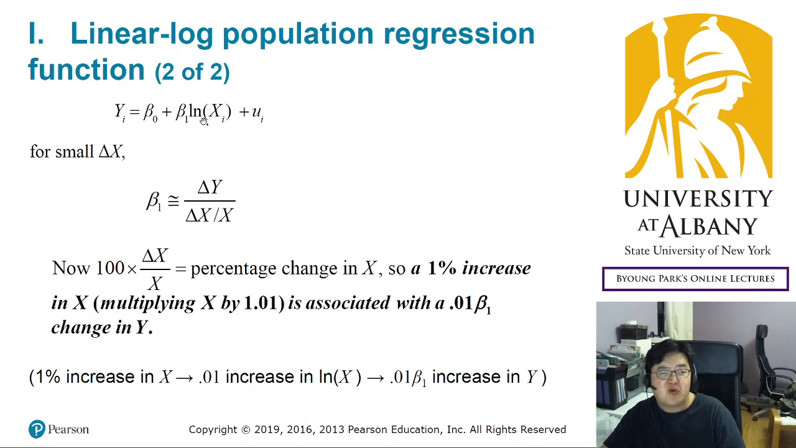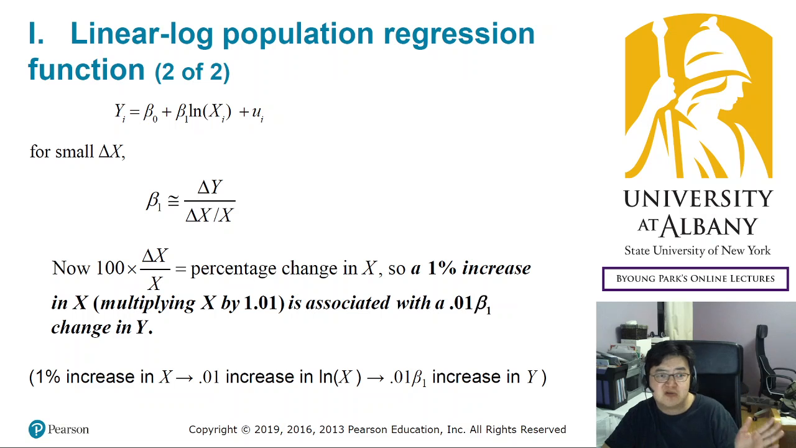And remember, I said log of x increases by 1 unit. And earlier we learned log of x increases by 1 unit is equivalent to increase in x by 100%. X increased by 100% is log of x increased by 1 unit. So therefore, now you may interpret this beta 1 this way. When x increases by 100%, that means when x doubles, y increases by beta 1.